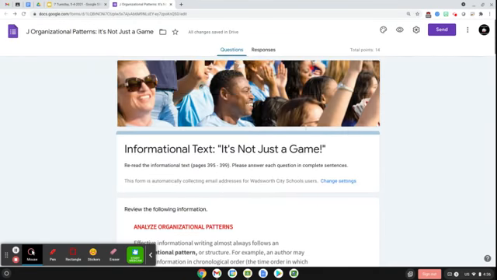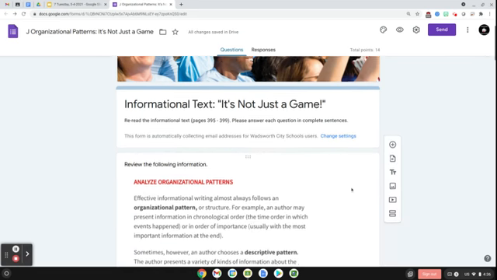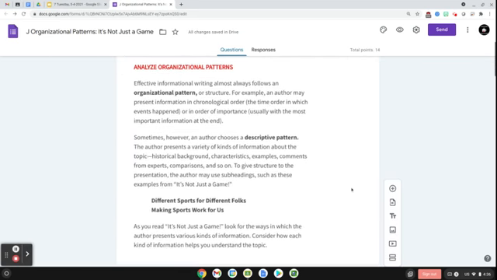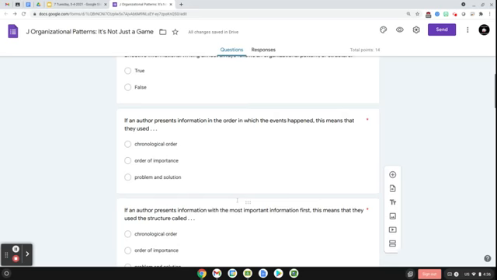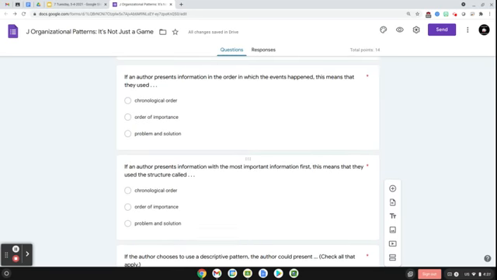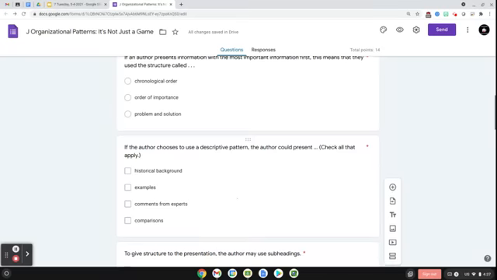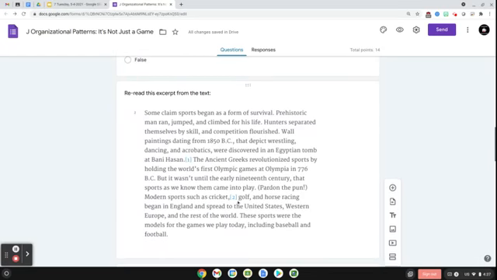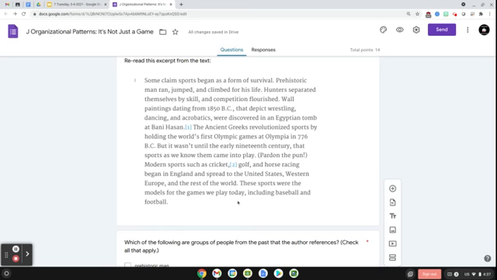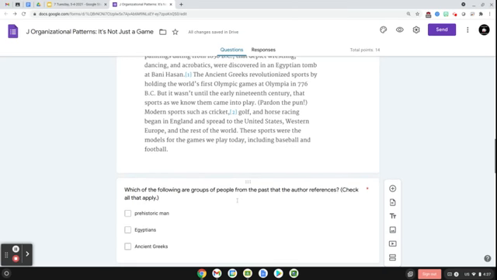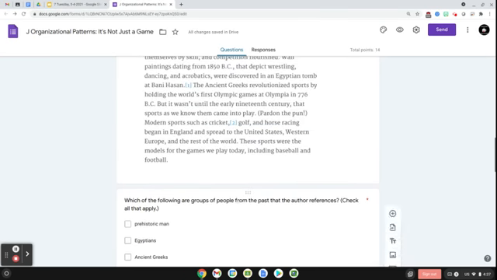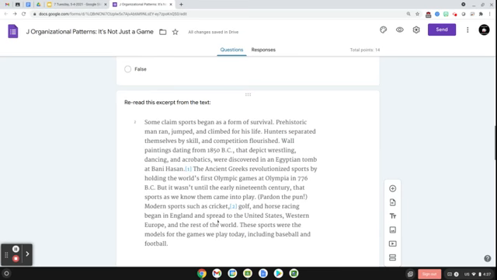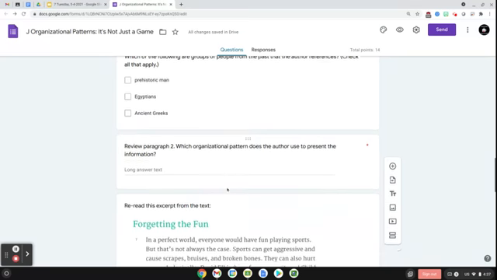So here is the Google form. Okay, so it's going to go back through what we talked about, organizational patterns, and then it's going to ask you some questions about organizational patterns, which we just really answered together. Then you're going to have this excerpt from the text, and it's going to ask which groups of people the author references and what organizational pattern the author uses in this paragraph. Oh my gosh, we just did that together. So that's what goes there.